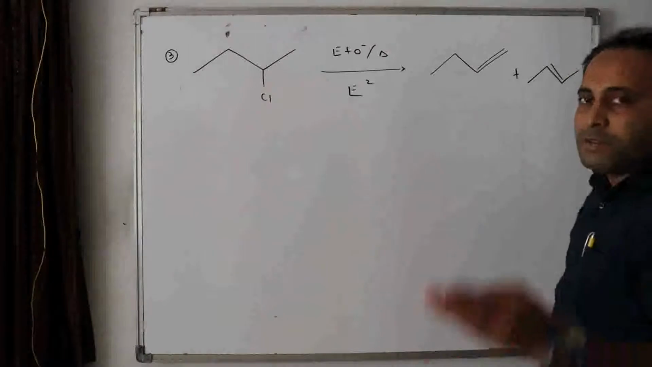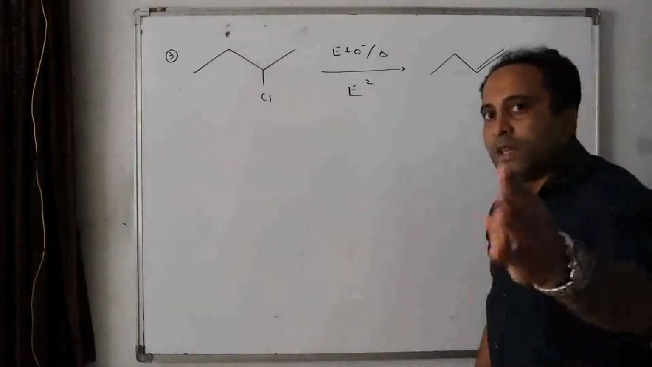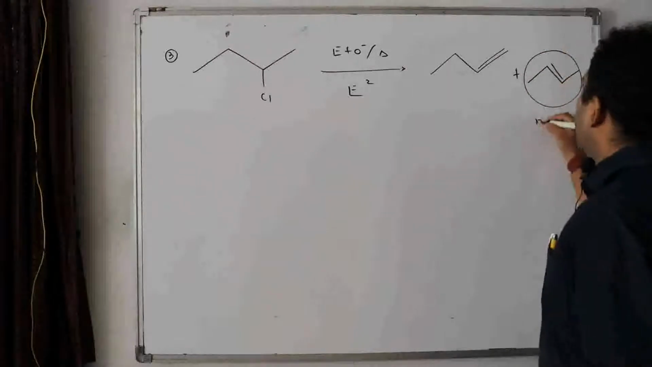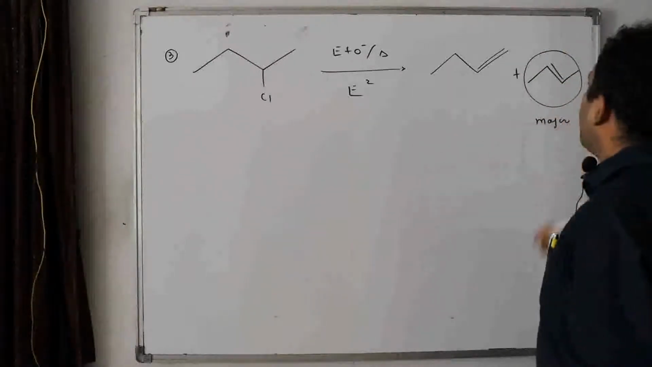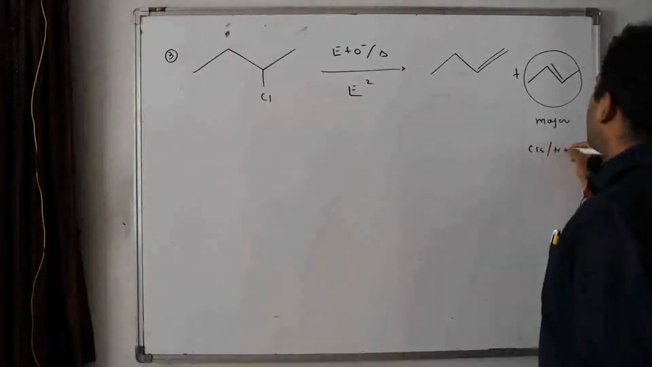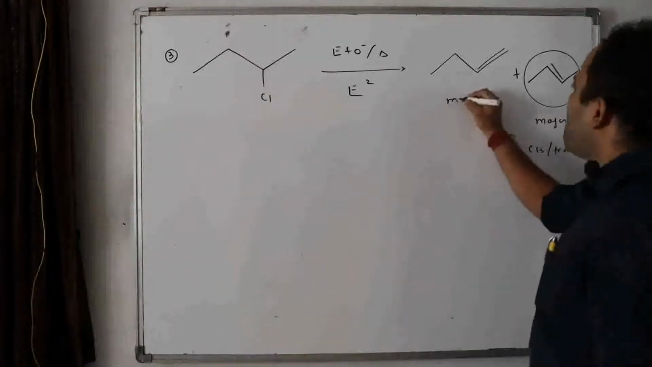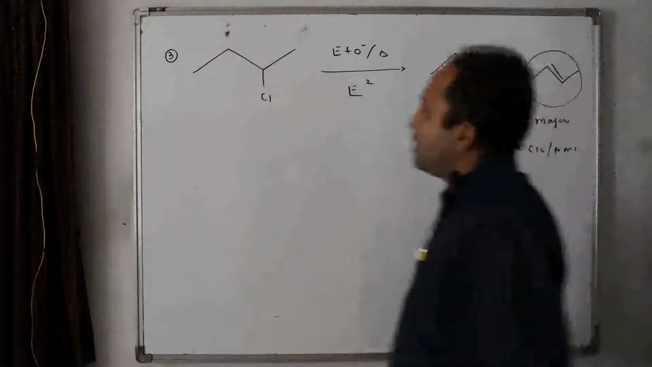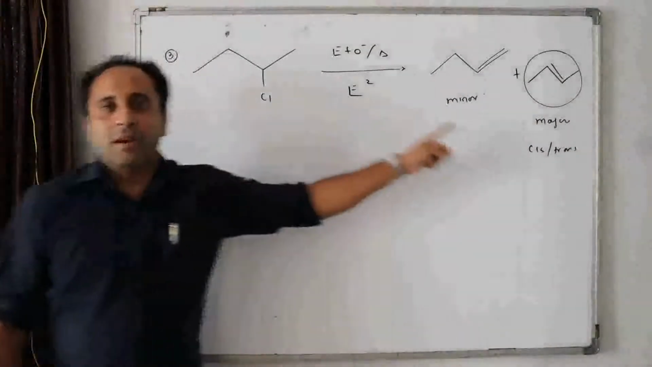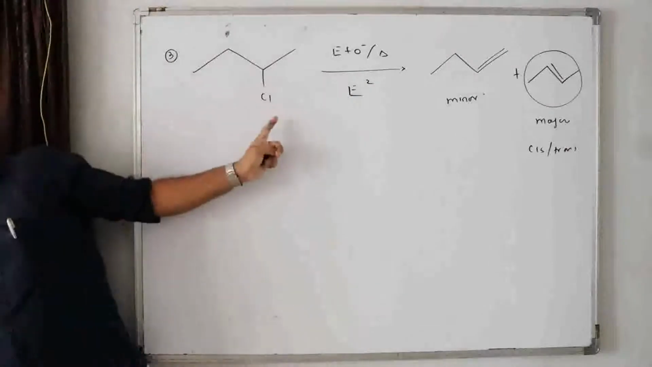Now tell me, which one will be the major product? So the major product will be this one, because this is more crowded. This is major, isn't it? And this can have cis trans. This is the minor product. Easy? Doubt? More crowding will be the major product and less crowding will be the minor product.